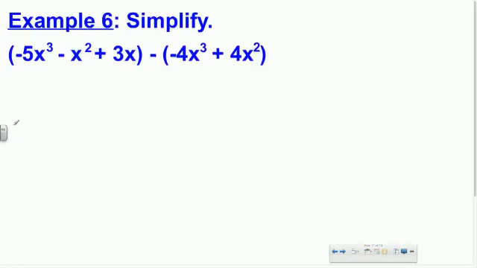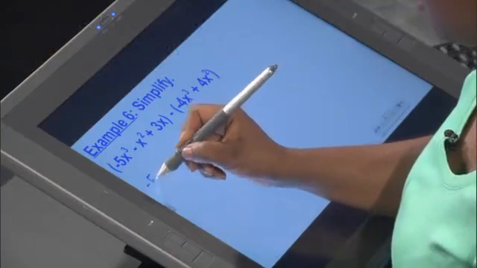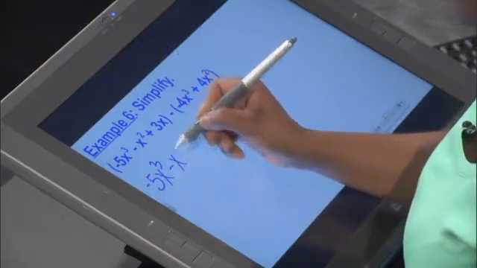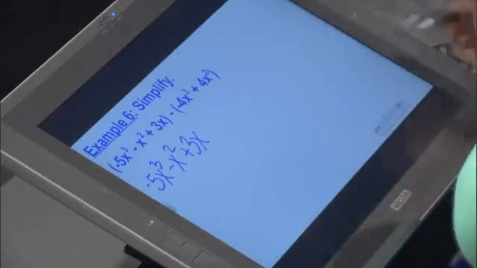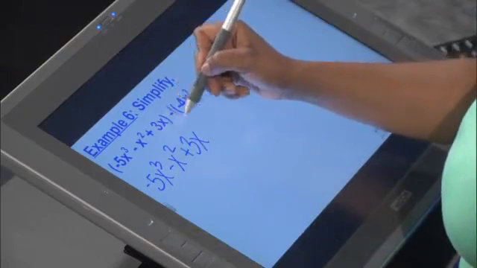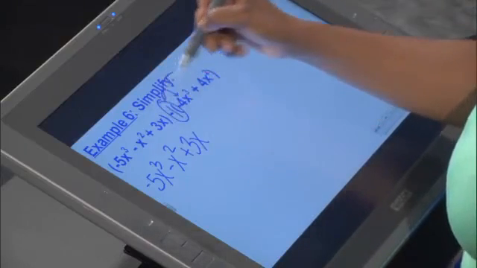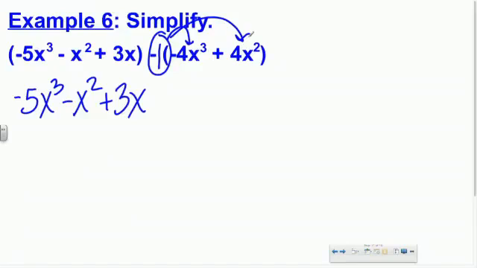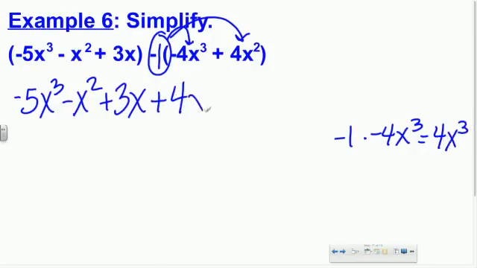All right, so that first polynomial, essentially I'm just breaking it out of parentheses. There's no multiplication going on out here that's telling me I need to do anything else. So negative 5x cubed minus x squared plus 3x. Okay, now I'm subtracting. So it's like I'm distributing a negative 1 throughout these terms. Okay, so I need negative 1 times negative 4x cubed. That's a positive 4x cubed. Alrighty, so plus 4x cubed.